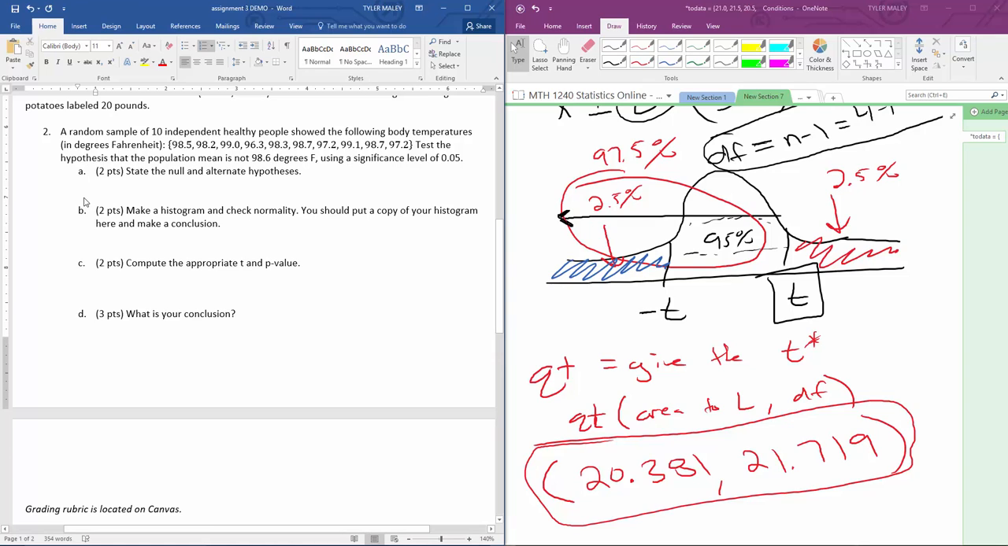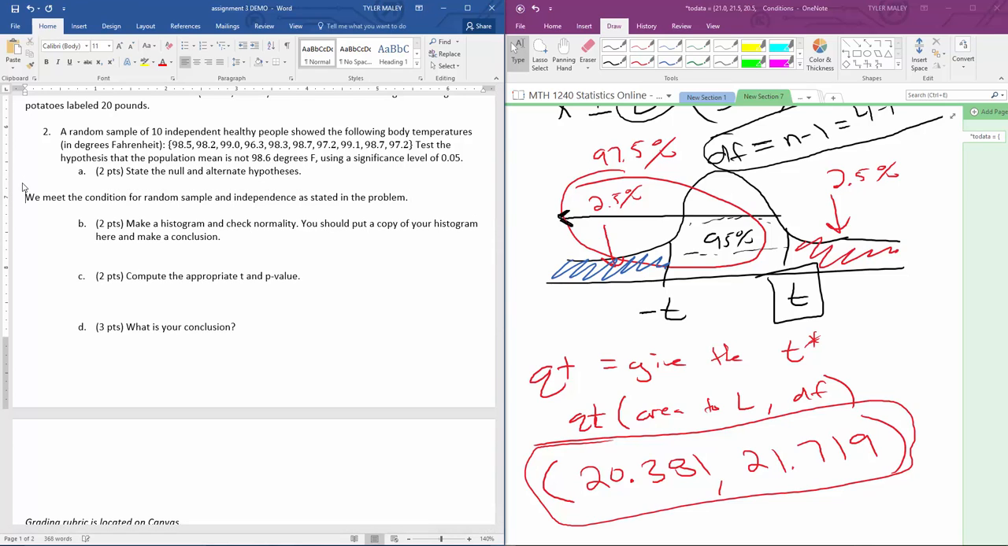So again, before we do this, we need to check conditions. The book suggests two conditions to check for hypothesis testing for a mean. The first is that we need a random sample and independence. So we can say we meet the condition for random sample and independence as stated in the problem. We're told that we have a random sample and we're told that they are independent healthy people.